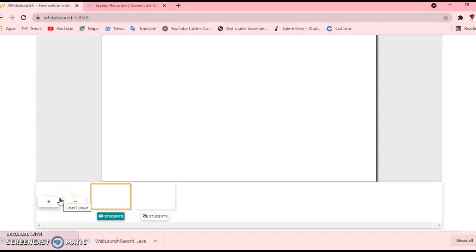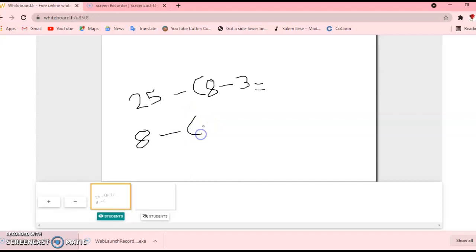Associative property on subtraction. Whole numbers are not associative under subtraction. Example: 25 minus (8 minus 3) is not equal to (25 minus 8) minus 3.